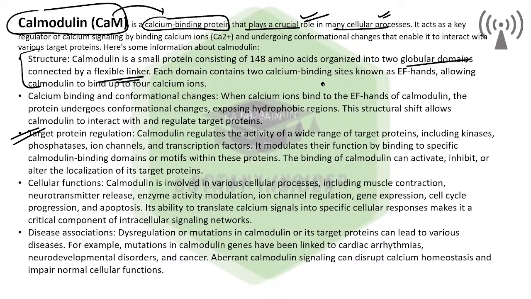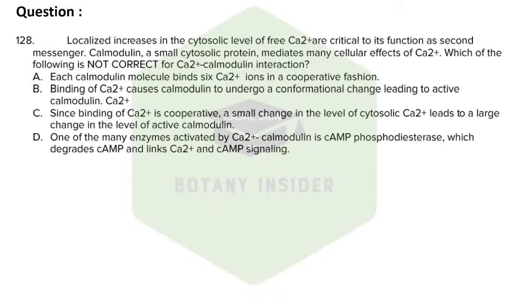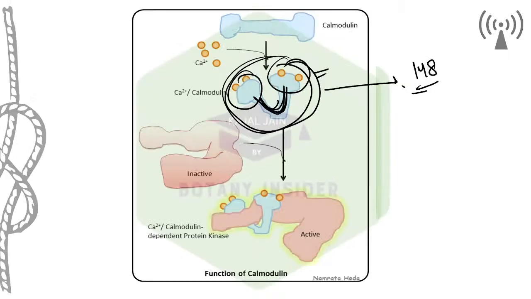If any particular cell is not able to take up calcium properly, calmodulin helps in this particular process. So this is about your calmodulin. I hope it's clear. And with this, we have the major segment done, right?